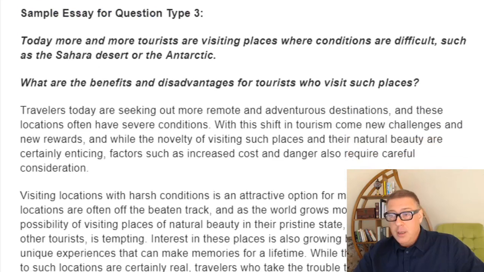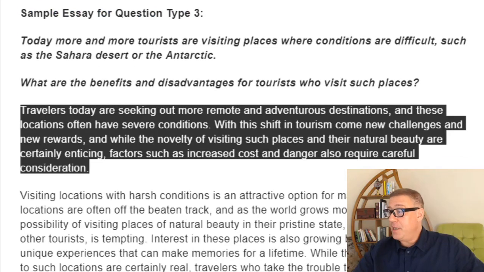So let's look at our introduction. Do we do that? Travelers today are seeking out more remote and adventurous destinations, and these locations often have severe conditions. Okay, so again, I've kind of defined the Sahara Desert and Antarctic as remote and adventurous destinations and talked about severe conditions. So there we are. There's the idea. With this shift in tourism come new challenges and new rewards. And while the novelty of visiting such places and their natural beauty are certainly enticing, factors such as increased cost and danger also require careful consideration.